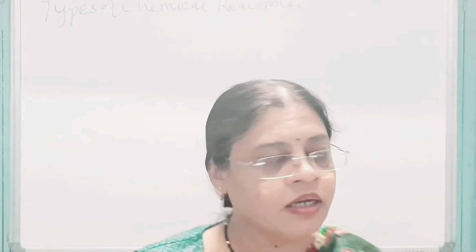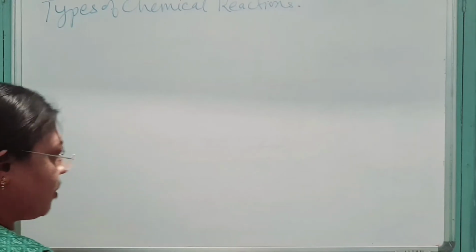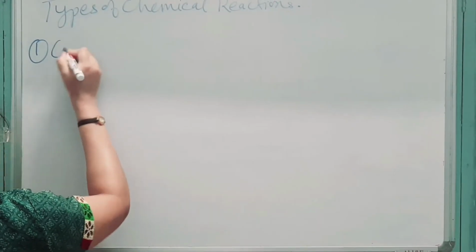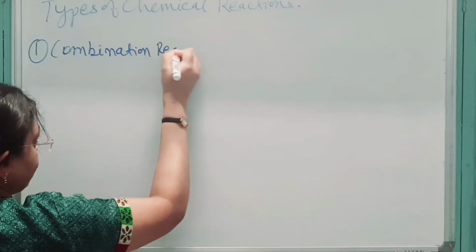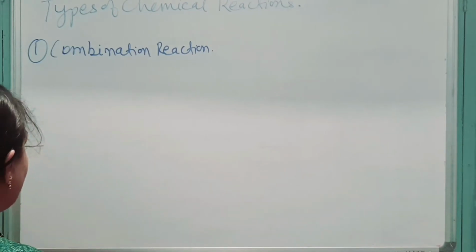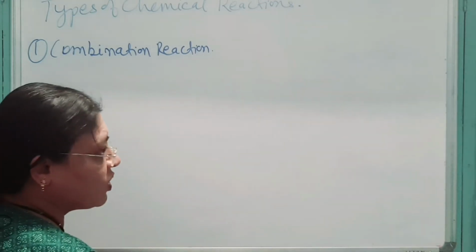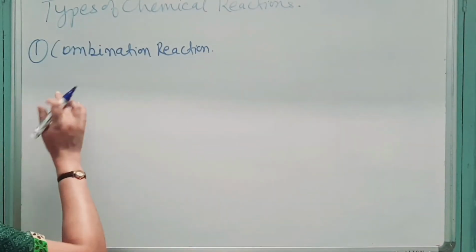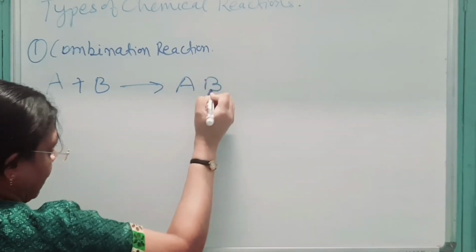So let's begin. Types of chemical reactions. There are mainly 5 types of chemical reaction. Number 1 is combination reaction. As the name suggests, combination means there is combination of 2 or more substances to form a product. So combination means A plus B giving rise to AB.